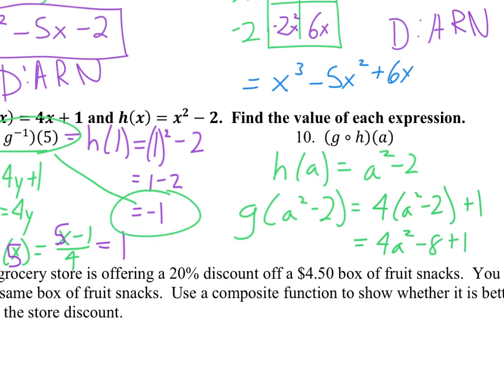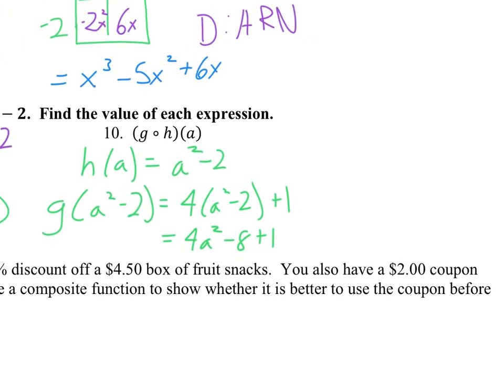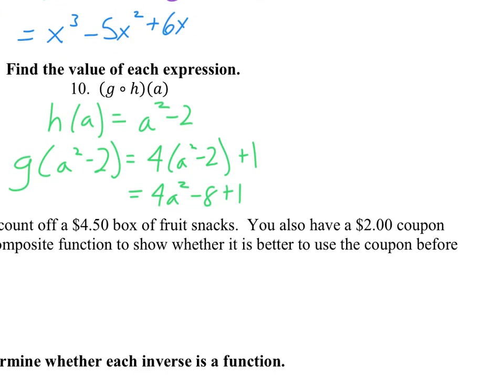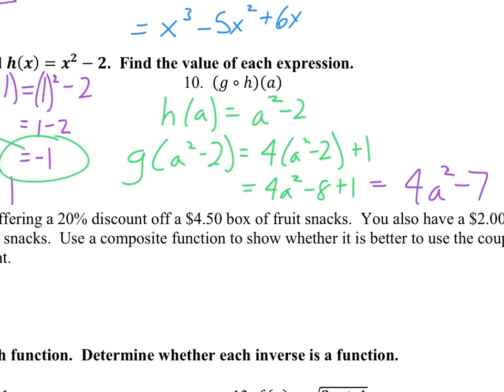We combine the minus 8 and the plus 1, and we get 4a squared minus 7. So that's all we've got there. And again, they don't ask about domains or anything.